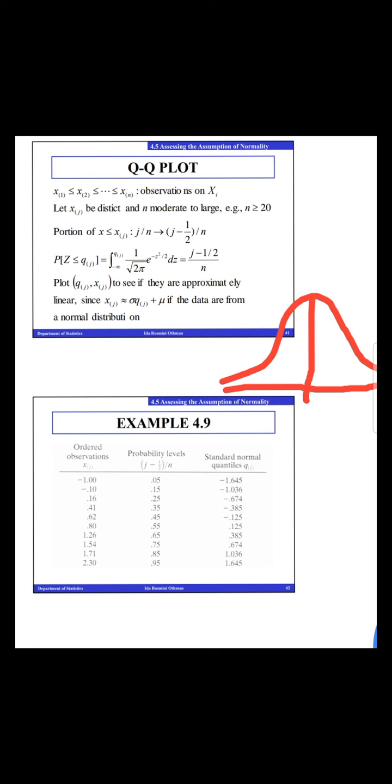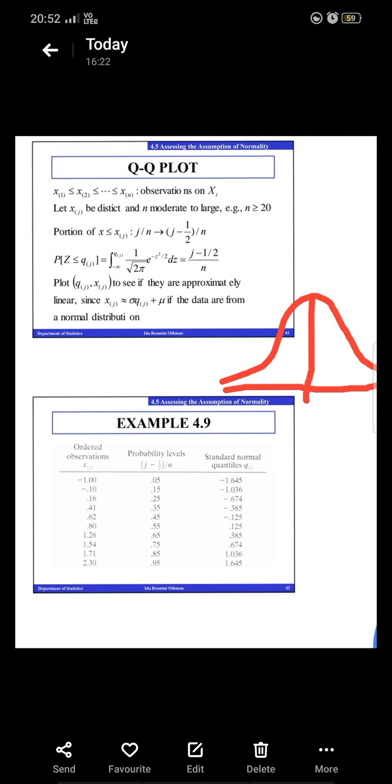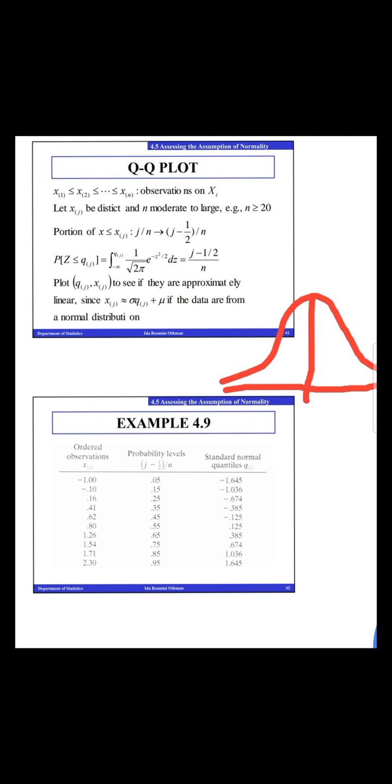Okay, so to plot the QQ plot, we need this first column and the third column. Second column ni kita cari sebab we want to use the standard normal table tadi untuk cari quantile. Okay, boleh? So nanti you boleh try tengok using your standard normal table. Betul tak? Probability 0.15, dia punya quantile adalah 1.036.